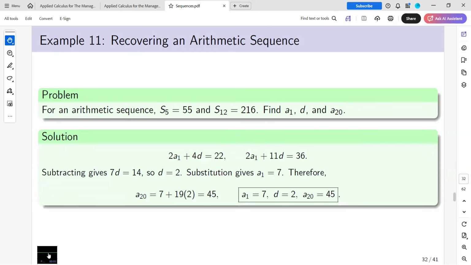Each partial sum creates one equation involving the first term and the common difference. Solve the two equations together. Then use the recovered sequence to find the 20th term. Two sums are giving you two clues, and neither requires detective sunglasses.